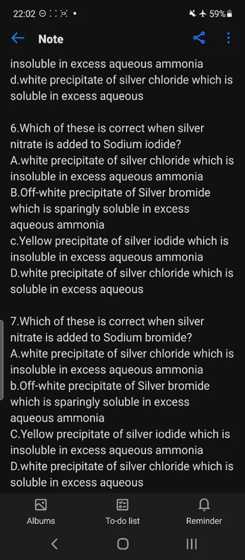Under structural isomerism, we have chain isomerism, position isomerism, tautomerism, and functional group isomerism. Then under stereoisomerism, we have optical isomerism and geometric isomerism. Then under geometric isomerism, we have cis isomerism and trans isomerism.